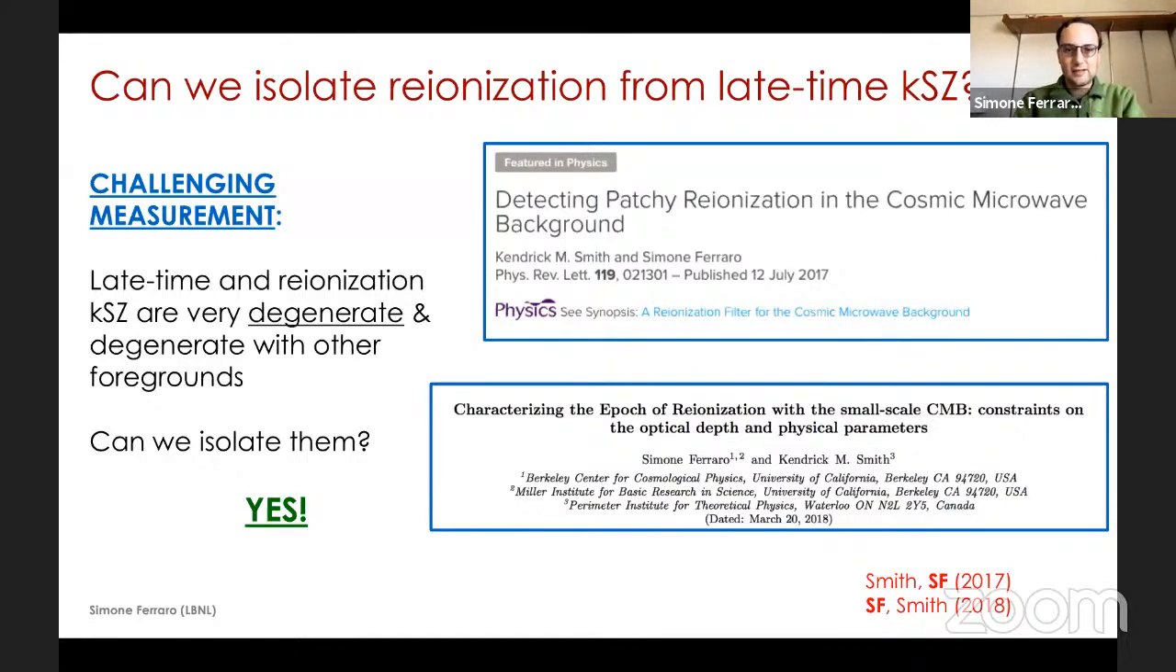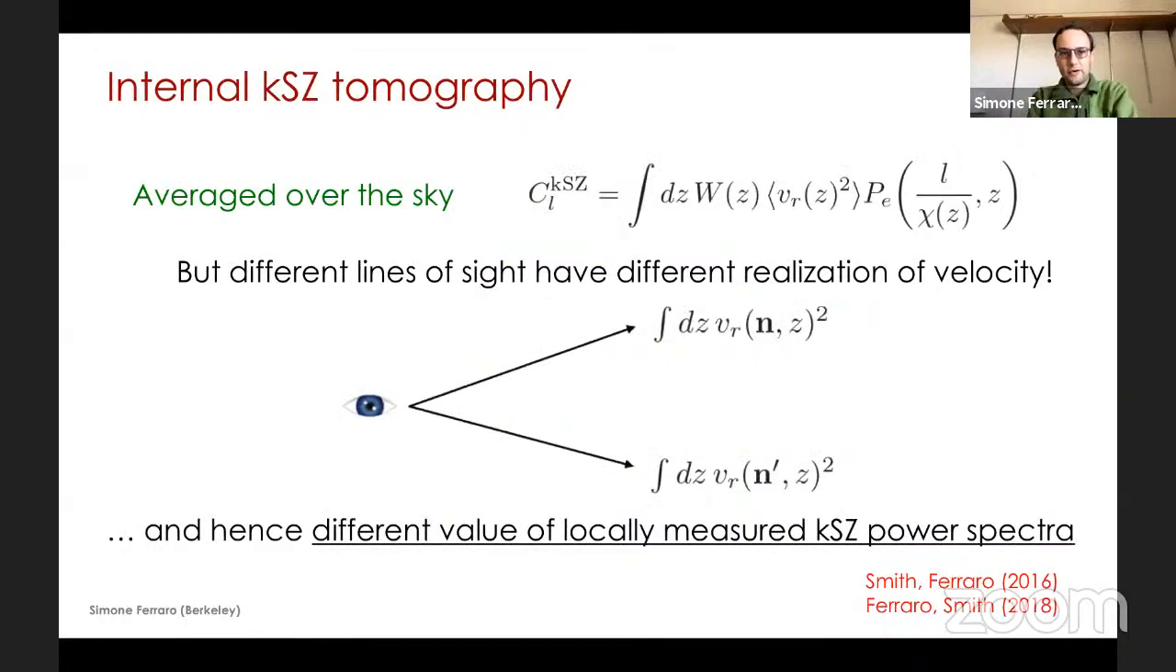Okay, so the idea is rather simple. You've seen this formula at the top before. The kSZ power spectrum is usually given by an integral along the line of sight of the RMS velocity, and here I'm really talking about the sky average kSZ power spectrum. So what enters here is the sky average velocity dispersion times the power spectrum of the electrons.